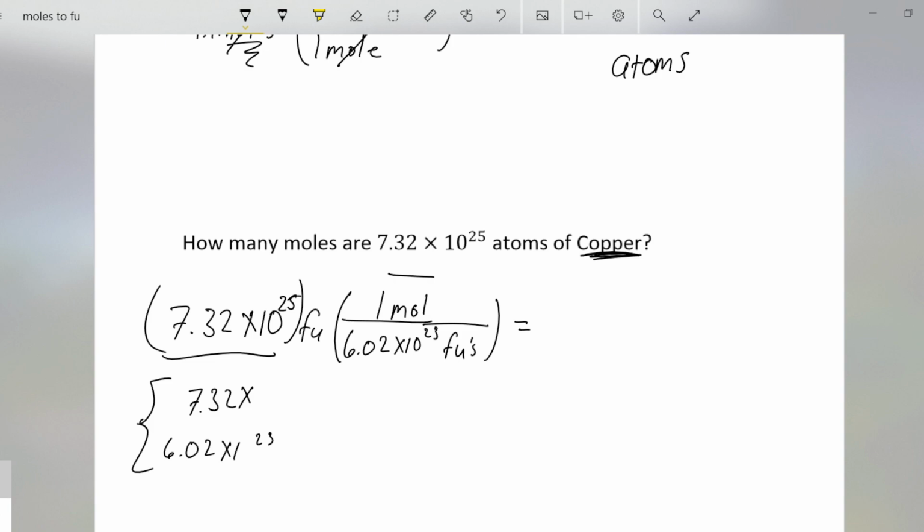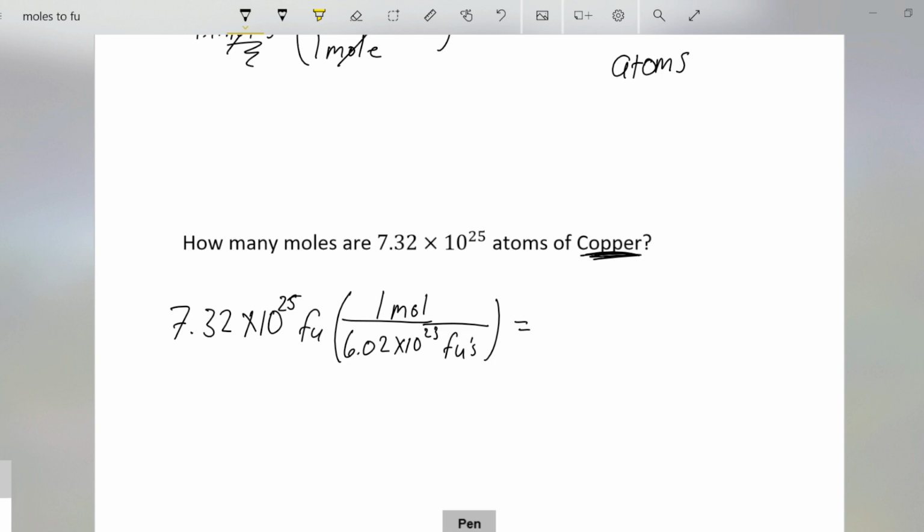Either one will work, but since we like to do a very methodical step-by-step procedure, we will keep it with our original way of doing things. So I'm taking 7.32 times 10 to the 25th formula units times 1 mole divided by 6.02 times 10 to the 23rd formula units, and I get that there are a total of 121.59 moles.